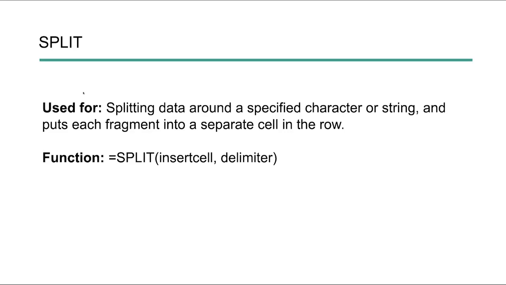So sometimes when we import our data, we have a number of data points within a single cell. In order to get it out, we need to use the SPLIT function. The SPLIT function will take that data and use a specific character in order to pull it into fragments and separate it into cells in a row. We use it by selecting a specific cell and using the delimiter to break that cell up. So let's go ahead and see how this works.